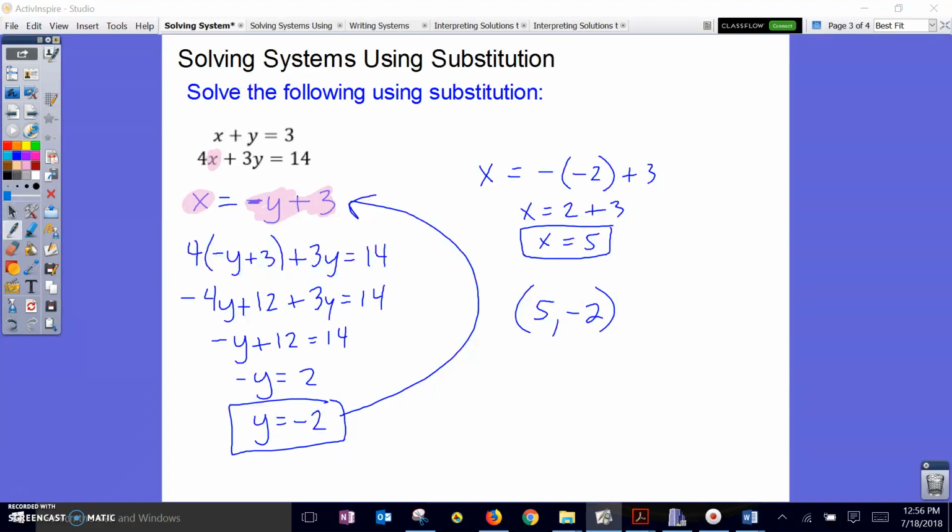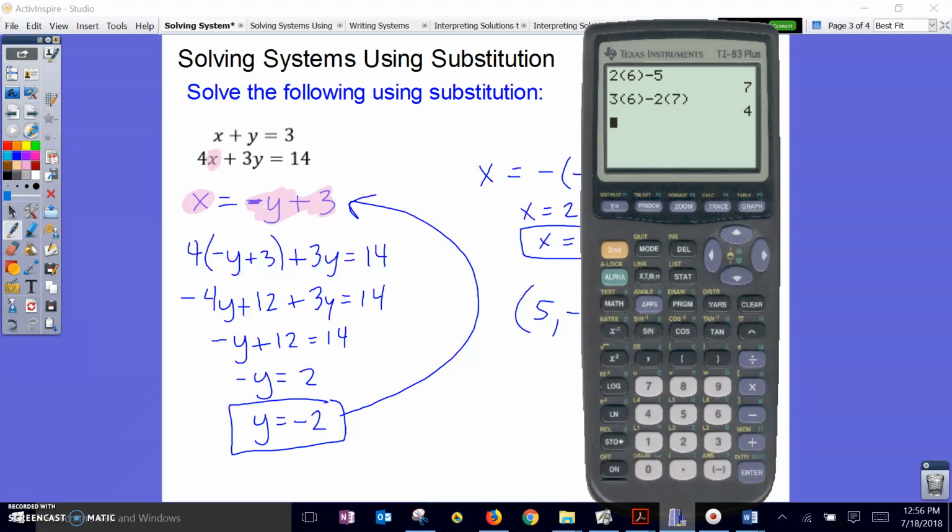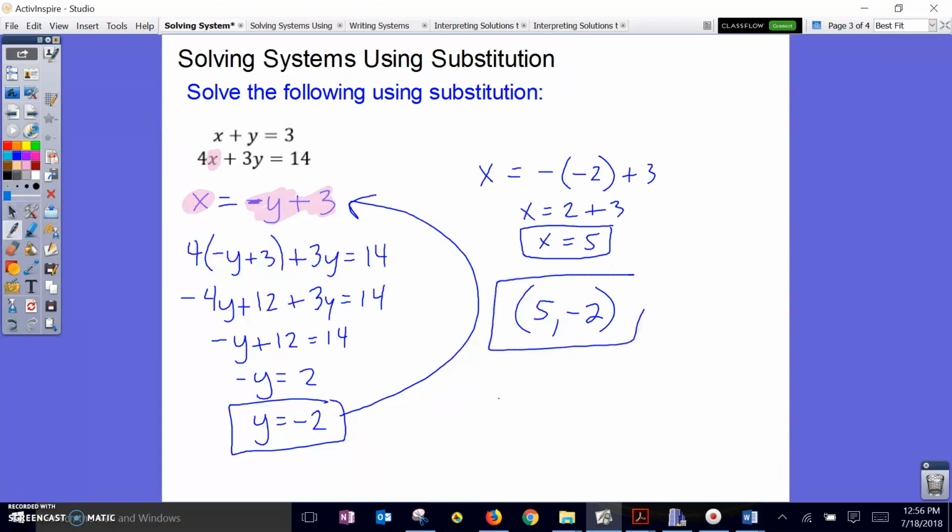And now I want to check that. And so I've got 5 plus -2 should equal 3 in the first equation. And 4 times 5 plus 3 times -2 should equal 14. And it does. And so our solution checks. And that is our solution to this system of equations.